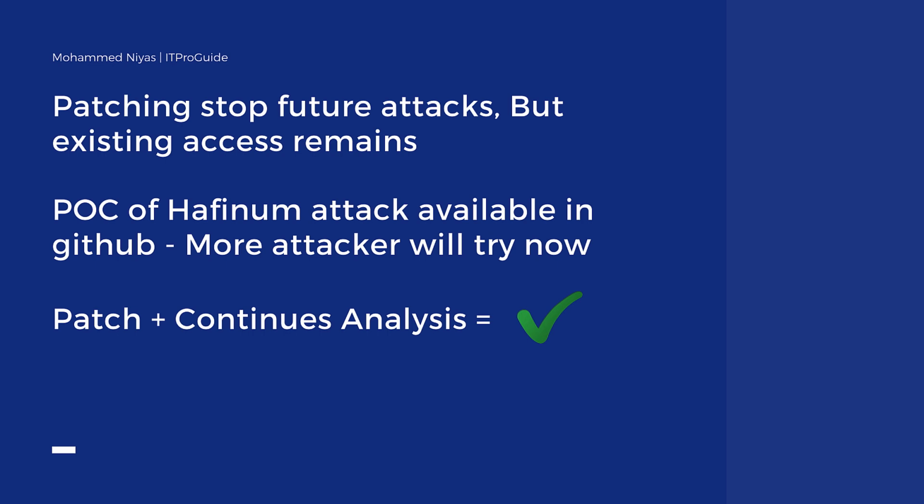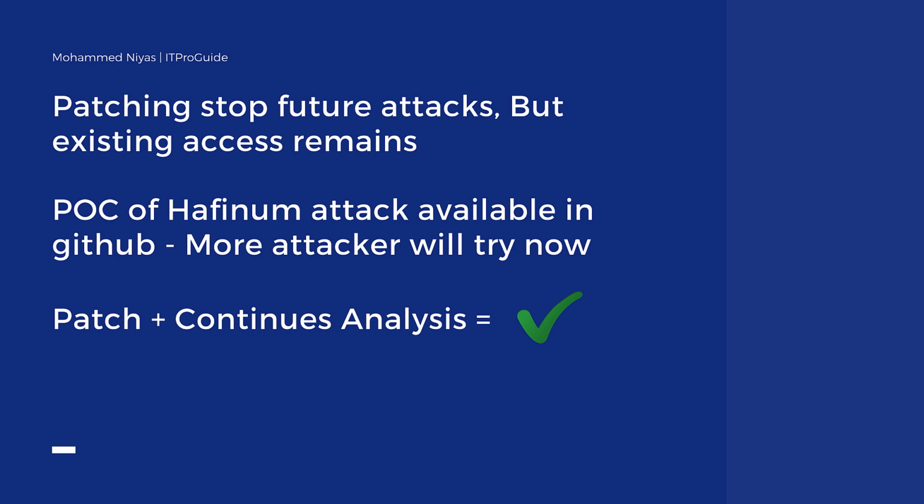The chances are high because the proof of concept of this Hafnium attack is now available in GitHub. So now not only the Hafnium operators, other people can also try to exploit the non-updated Exchange servers, because the proof of concept code is available in GitHub. Anybody can download and try to run this on someone's Exchange server. So now the number of attacks will increase. So you have to patch your Exchange server immediately.